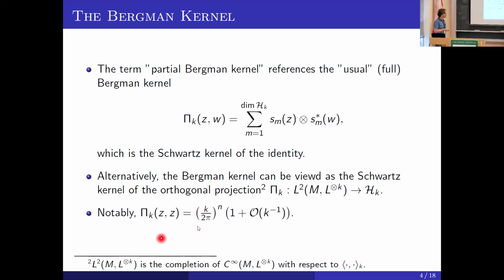So this Schwarz kernel consists of sections of a line bundle over the product manifold. In particular, we consider values on the diagonal, and we identify with the fiber over the diagonal. Then we have this leading order term, k to the power of n over 2 pi, and this is the leading order behavior.